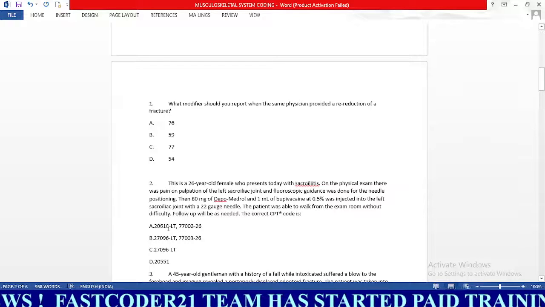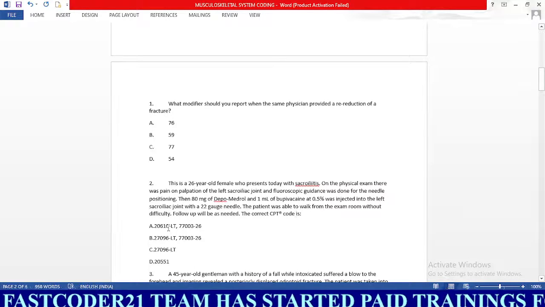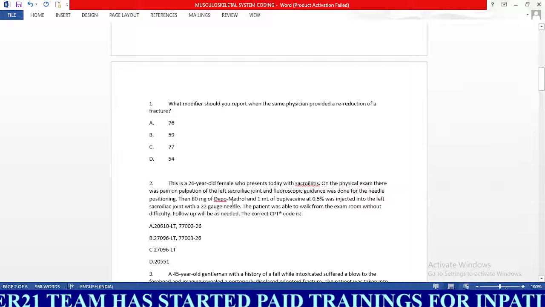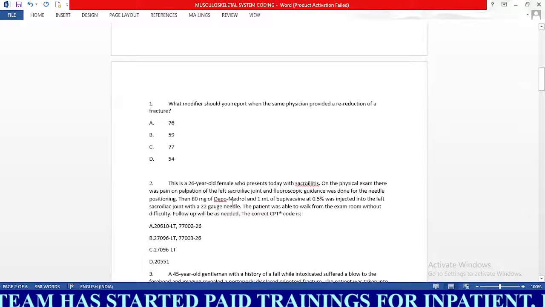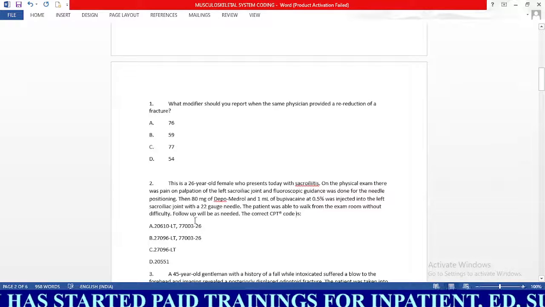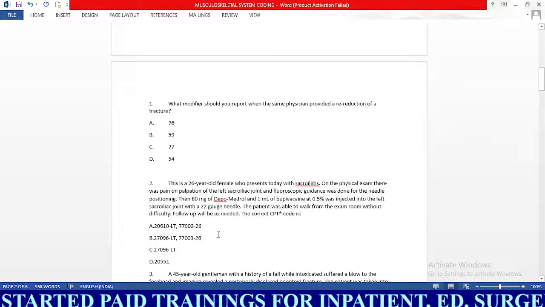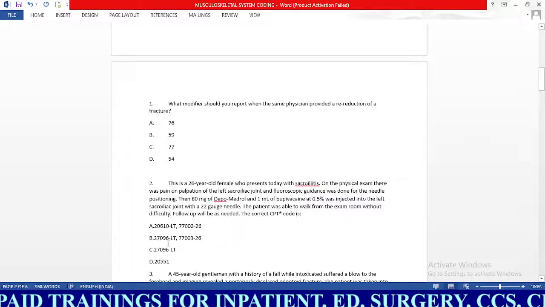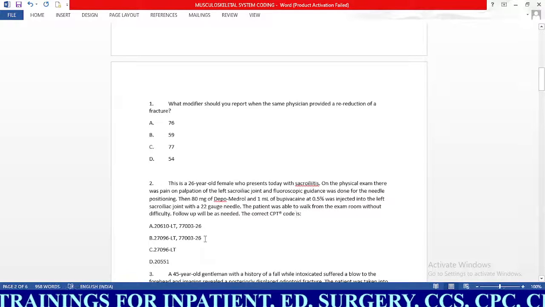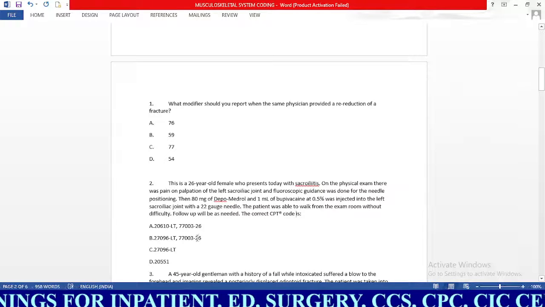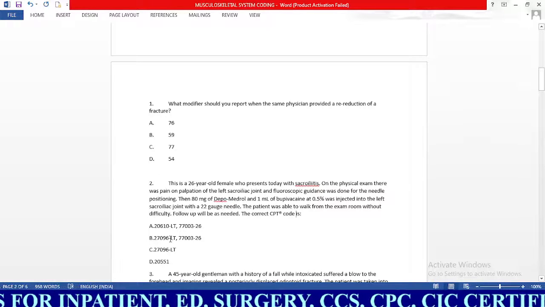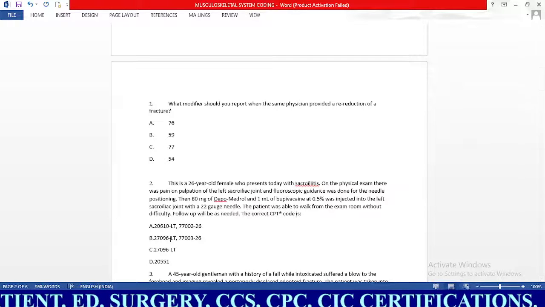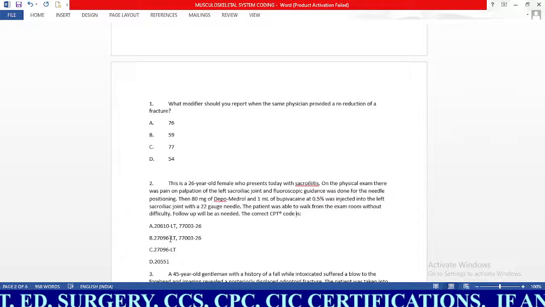Basically 20610 is for arthrocentesis. So here the physician did not perform arthrocentesis or injection on those joints. He performed it on the sacroiliac joint. So 20610 is for the remaining major joints, not for the sacroiliac joint. And 27096 with modifier 26 and 77003. Basically 27096 is the correct answer, but the thing is, if you check 27096, one second.